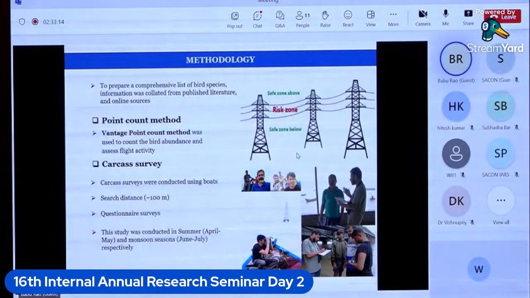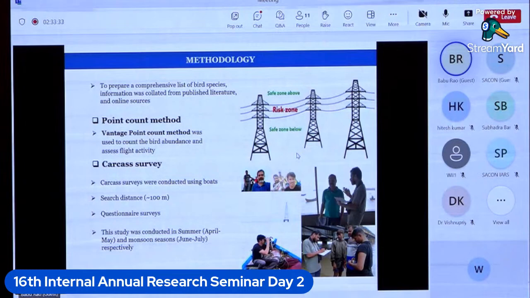To identify the flight zones of different bird species, we used pylon height and conductor and ground wire as the reference points. If the birds were seen flying at the conductor wires, they were treated as being in the risk zone. If the birds were seen flying above and below the conductor wires, they were treated as being in the safe zone.